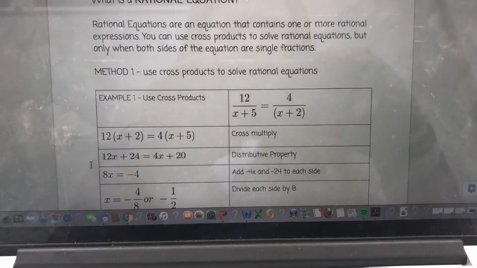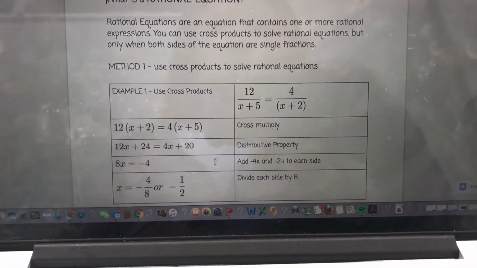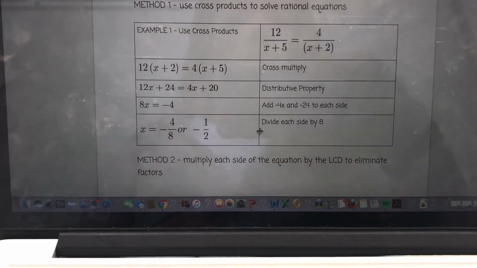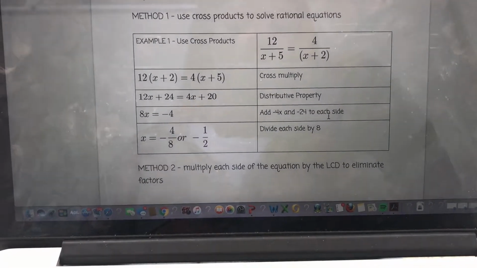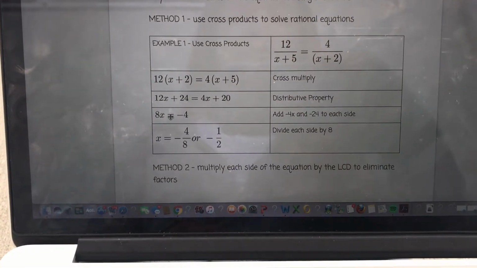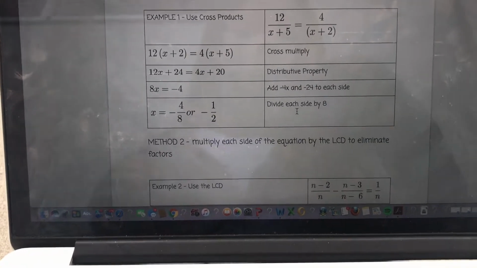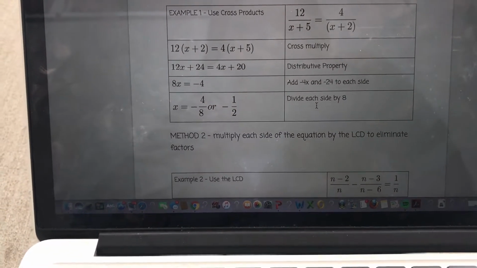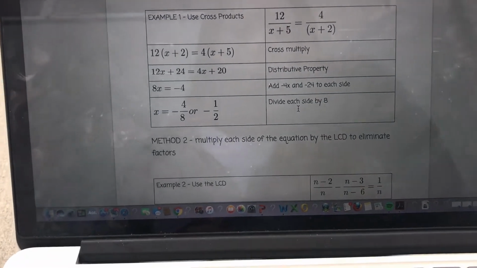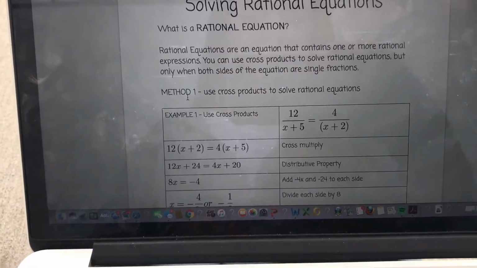And after we cross multiply, we're going to apply the distributive property, which gives you 12x plus 24 equals 4x plus 20. Then we're going to add negative 4x and negative 24 to each side. And that's going to give us 8x equals negative 4. Then we divide each side by 8, and x equals negative 4 over 8, or negative 1/2, simplified. So that is the first method, using cross products.